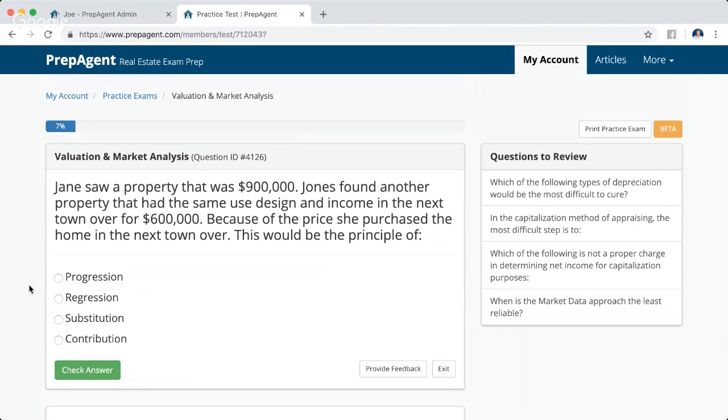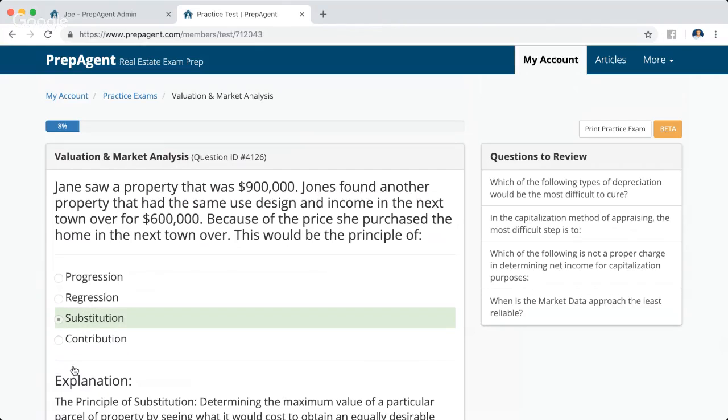Jane saw a property for $900,000. Jones found another property that had the same use, design, and income in the next town over for $600,000. Because of the price, she purchased the home in the next town over. This would be the principle of A, progression, B, regression, C, substitution, or D, contribution. C, substitution.